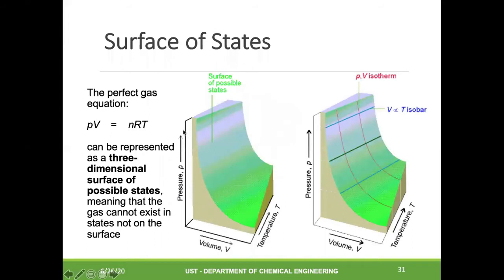So this describes the surface of states. The perfect gas equation can be represented as a three-dimensional surface of possible states, meaning that a gas cannot exist in states not on the surface. This represents the surface of possible states, combining different conditions of pressure, volume, and temperature. So PV represents the isotherm. If you refer to this point and this line, this is the isobar.